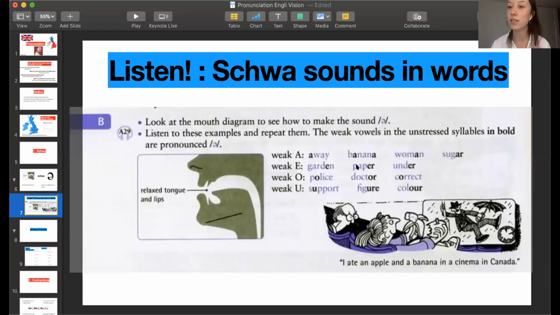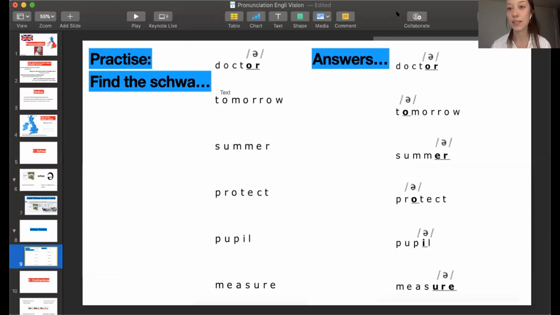So I will read these for you to listen to the use of the schwa a little bit. Away, banana, woman, sugar, garden, paper, under, police, pearly, doctor, correct, support, figure, colour. Okay, so some of the schwa sounds. As we looked at these words, in doctor the schwa is at the end. Tomorrow, the schwa is in the beginning. Summer, protect, people, measure.